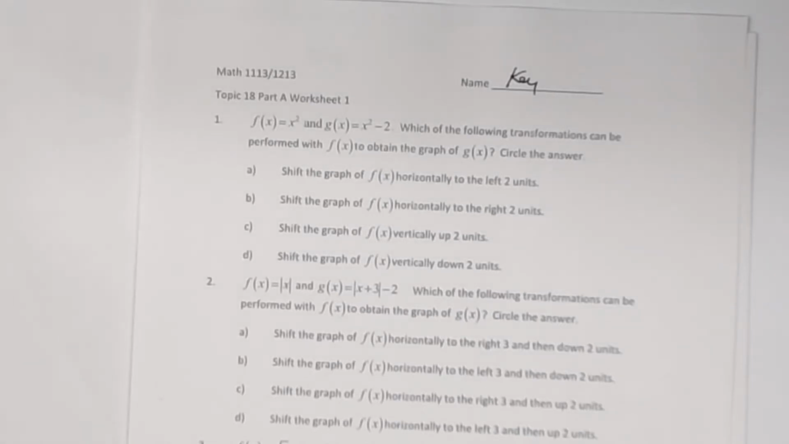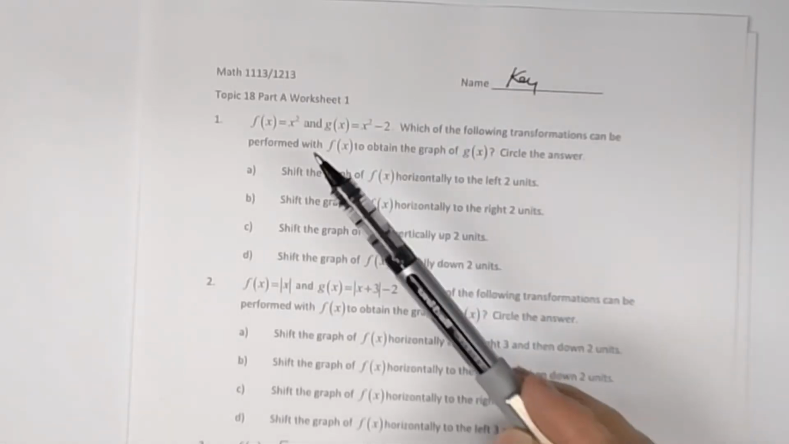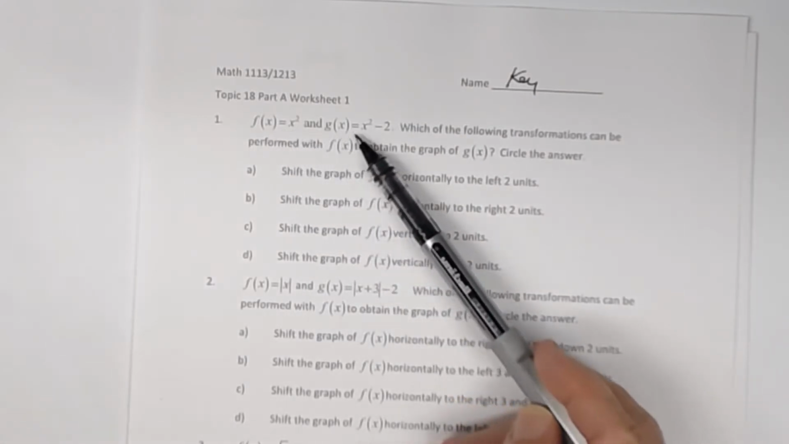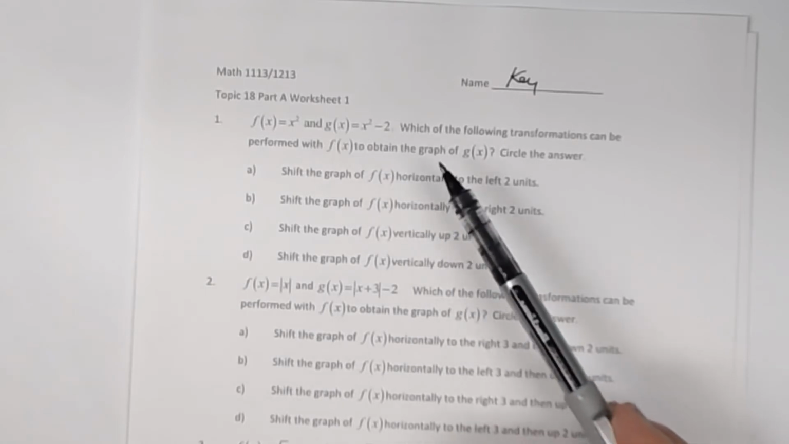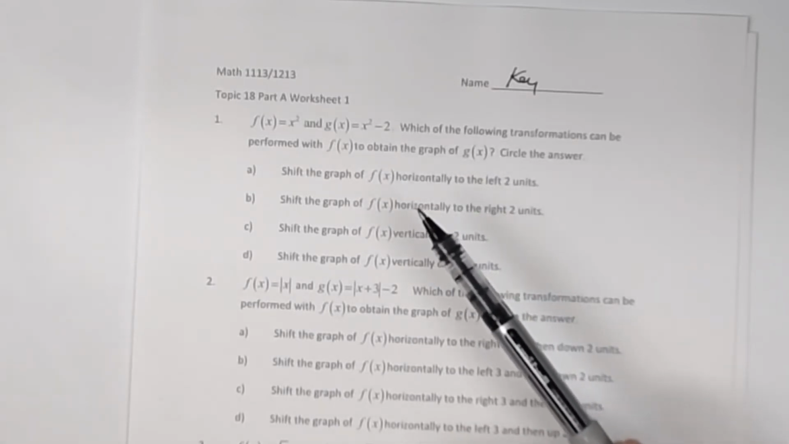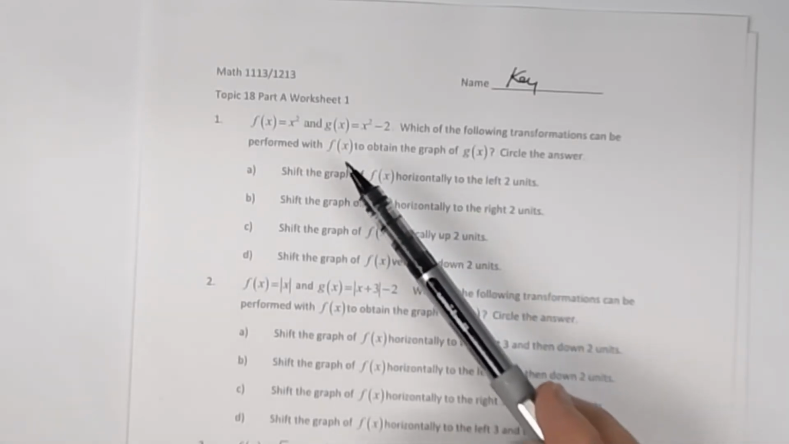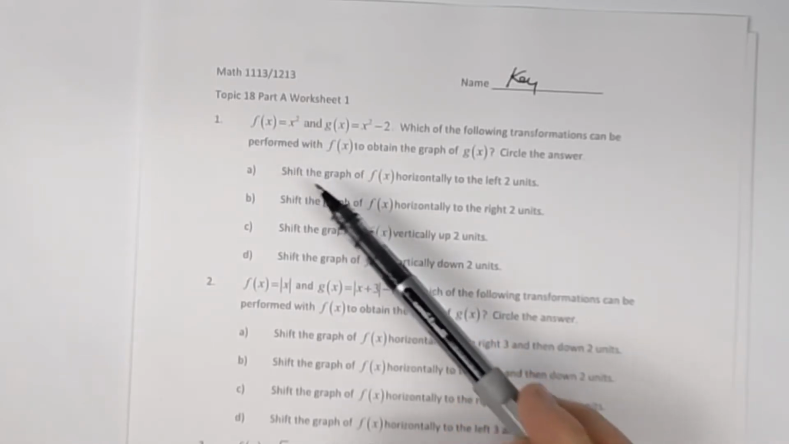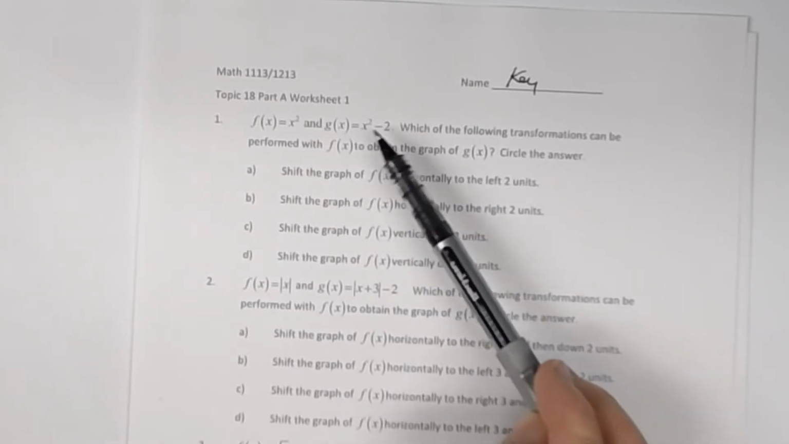This is the key to topic 18, part A. And in topic 18, you're dealing with transformations. So number one, you're given that f of x is x squared and g of x is x squared minus 2. And it says, which of the following transformations can be performed with f of x? So remember, f of x equal x squared is your parent function to obtain the graph of g of x.